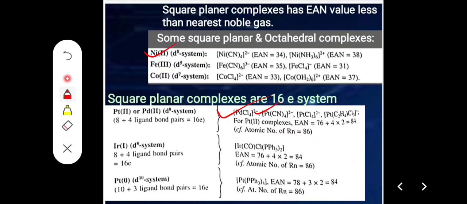Next day I will explain other factors also, that is the trans effect, the solvent pathway, and the nucleophile pathway. Okay, up to this.